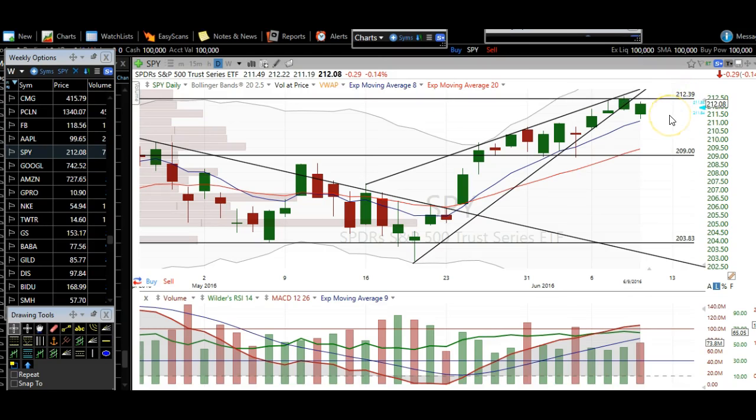So just kind of throwing some ideas out there. I don't have a magic 8 ball, so I don't know exactly where it's going to go, but I do know these levels. I do know the important levels, and you should too.